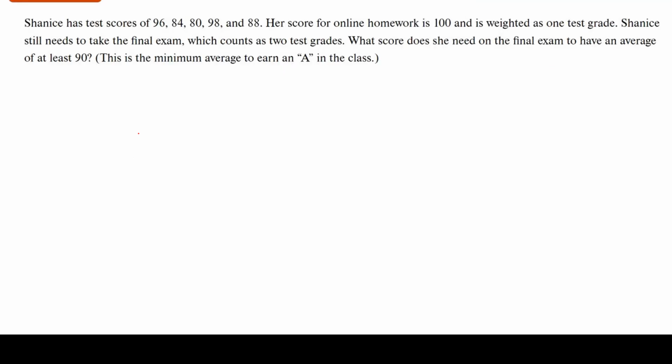Okay, using a linear inequality in an application of grades. Shanice has test scores of 96, 84, 80, 98, and 88. Her score for online homework is 100, which is weighted as 1 test grade. Shanice still needs to take the final exam, which counts as 2 test grades. What score does she need on the final exam to have an average of at least 90? This is the minimum average to earn an A in the class.